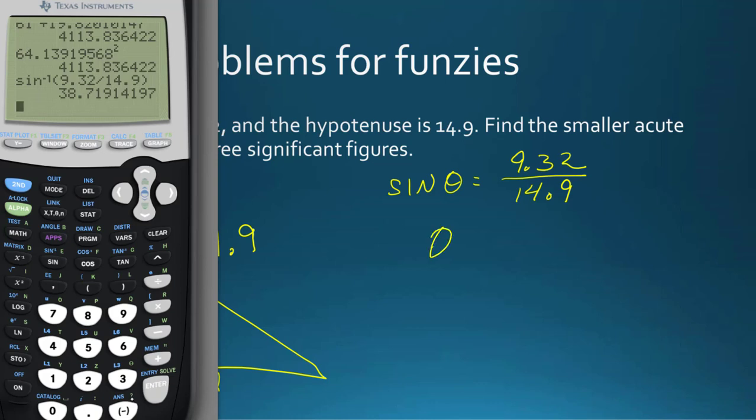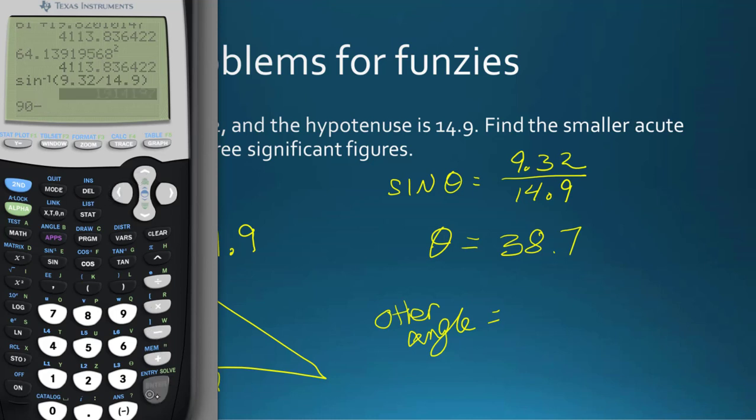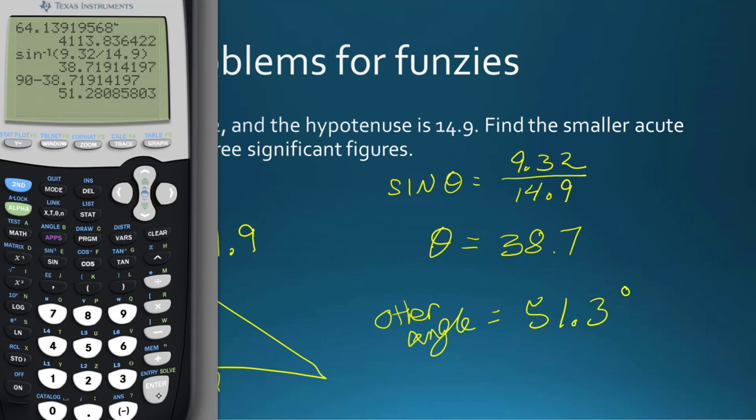38.7, so that's one angle, and it wants the smaller one, right? So the other angle is 90 minus that. So it wants the smaller one for who knows what reason.